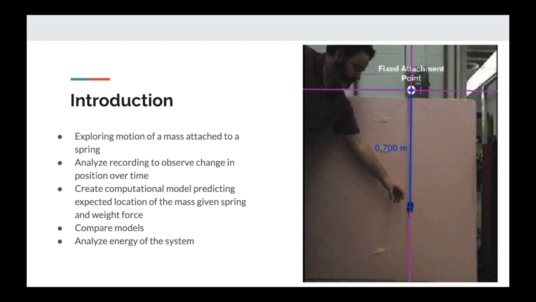In the case of this experiment, both the mass and the spring are the system. We can then compare the experimental observations to the computational models to see how our models match what actually occurs. As well, we can calculate the energy components of the system throughout the motion.